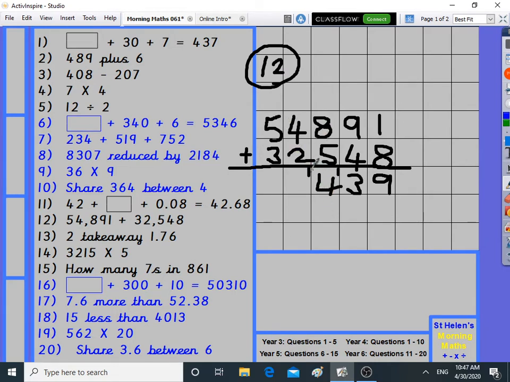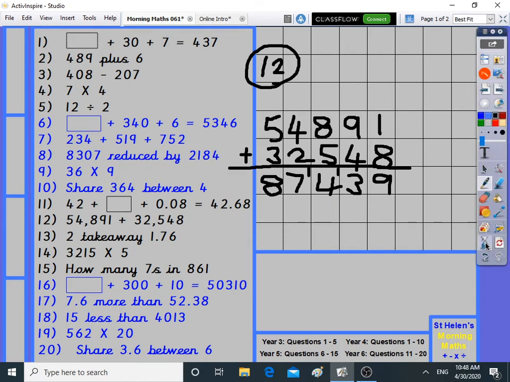4 plus 2 is 6, plus 1 is 7. 5 plus 3 is 8. 87,439. That was number 12. Let's move on to number 13.